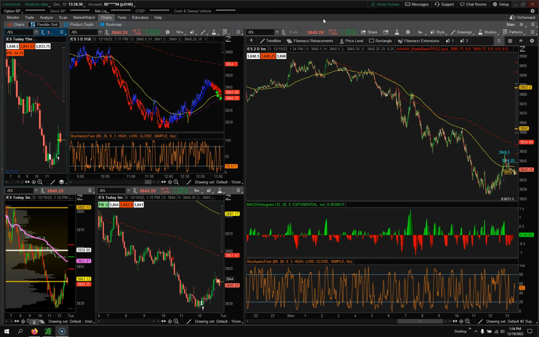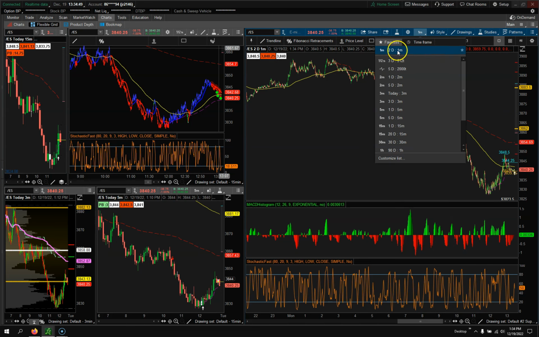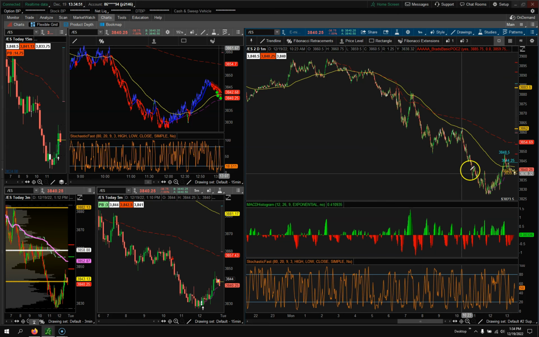But let's jump right into this video. So over here, this is going to be under charts and then flex grid. And from here, this is a 1 minute chart, 2 days. And what we have on here is the MACD histogram, and also the fast stochastics.